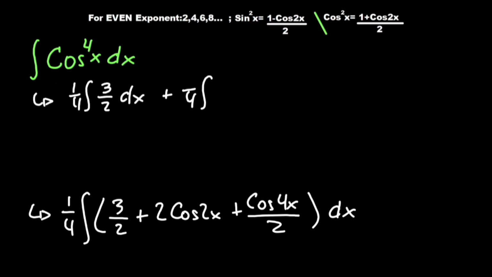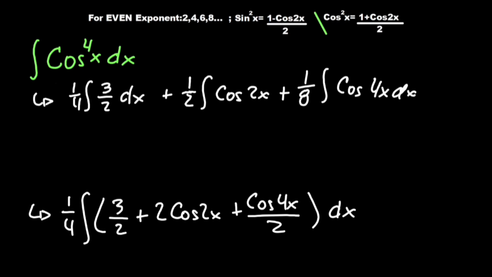We can put 2 outside now, so this would be 2 over 4 cosine of 2x. Simplify this, we would have 1/2. Plus, since we have a fraction of 2 here, we will put outside. So this would be 1/8 integral of cosine of 4x dx.